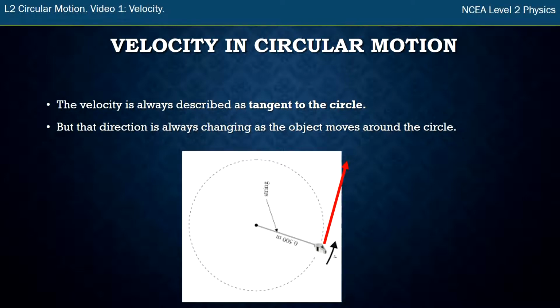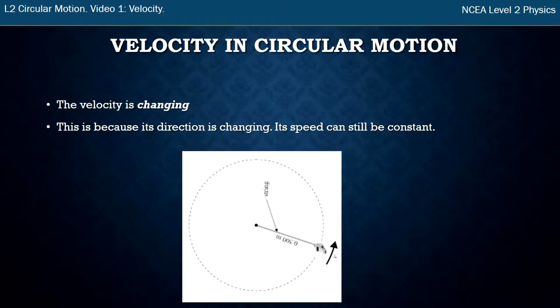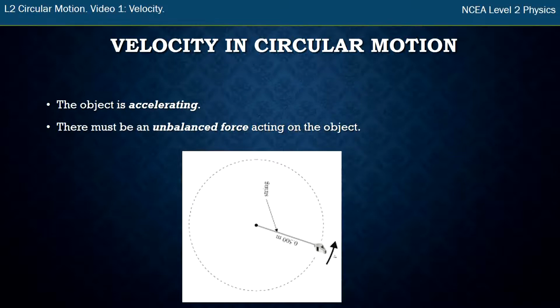The thing is, the whistle's spinning around the circle, so at each new point, it's got a new tangent, okay? The direction of that velocity is always changing. That means, because velocity is described as how fast something's going plus its direction, because the whistle's direction is changing as it goes around the circle, its velocity is changing. Now its speed, how fast it's going, can still be constant the whole time, but its velocity is changing because its direction is changing. Therefore, because its velocity is changing, it's accelerating.